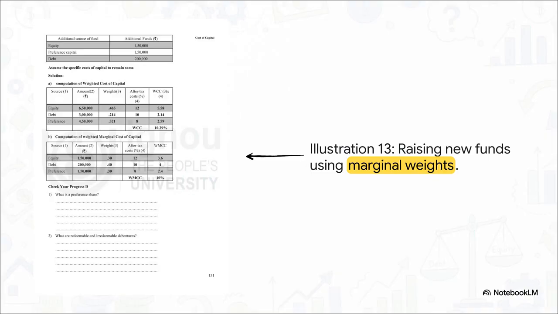Let's look at a practical example of raising new funds using marginal weights. Here, the firm isn't looking at its old mix at all. It wants to raise a further 500,000 rupees for a specific expansion. They plan to use a brand new mix to do it. 150,000 in equity, 150,000 in preference capital, and 200,000 in debt. So to find the marginal cost of capital, the manager calculates the new marginal weights, which are 30% equity, 30% preference, and 40% debt, and multiplies those by the specific after-tax costs. This gives them the precise new hurdle rate for this specific expansion project.